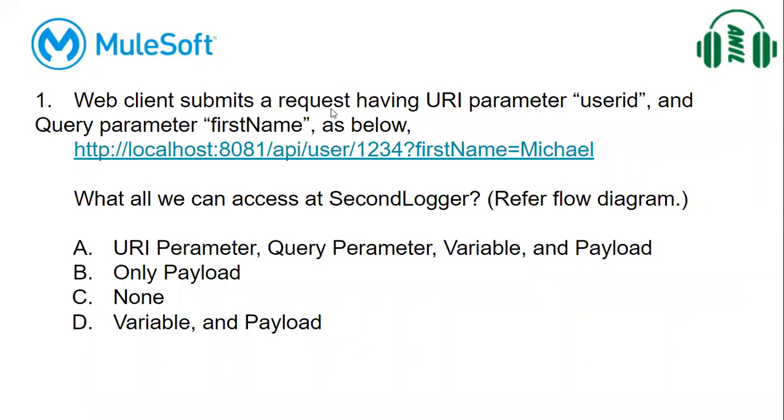A web client submits a request having URI parameter user ID and query parameter first name. Localhost 8081 API user 1234. This is a URI parameter user ID and this is a query parameter first name Michael. So the question is, what all can we access at the second logger? Refer to the flow diagram. So let us see what the flow diagram is.